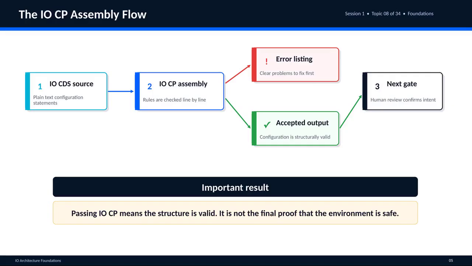This flow shows the basic life of an IOCDS through IOCP. The source file goes in. IOCP reads the statements and checks rules such as syntax, order, references, and compatible types. If something is wrong, the output is an error listing that tells the engineer what must be repaired. If the file passes, the structure is accepted, but there is still another gate after that. People still need to confirm that the accepted structure describes the real hardware and the intended destination. IOCP can approve the grammar of the map, but people must verify that the map leads to the right place.